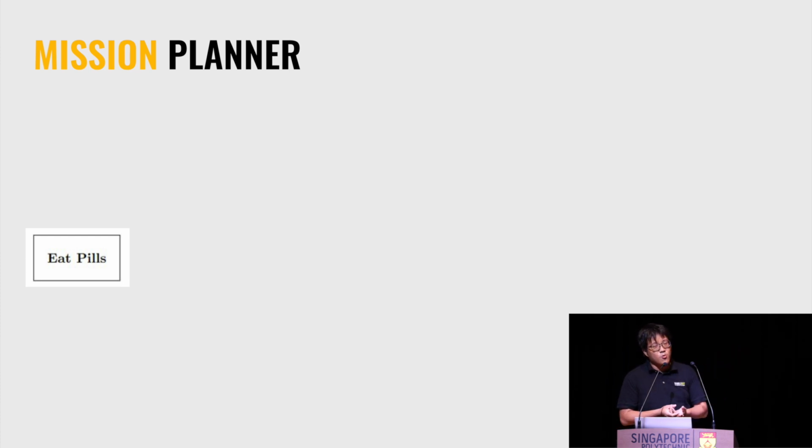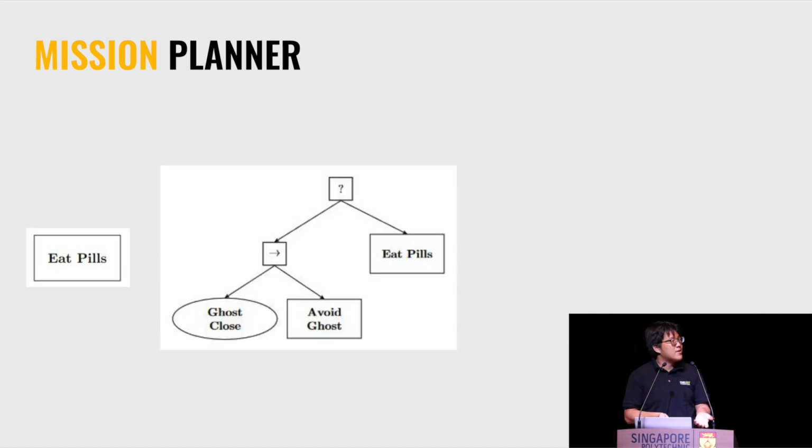So let's say, for example, you want to program an AI to play Pac-Man, right? So maybe your first goal is to have a very greedy AI that just eats pills, right? But of course, you also want to avoid the ghosts. How you read this mission tree is the question mark is a fallback node. What a fallback node does is, if you do the first thing, the left side, and it fails, then you try the right side. If you do the left side and it succeeds, then you just cycle the tree again.